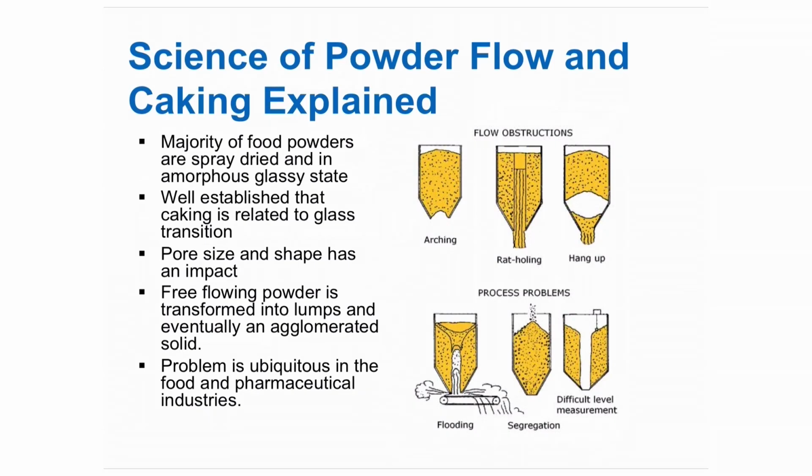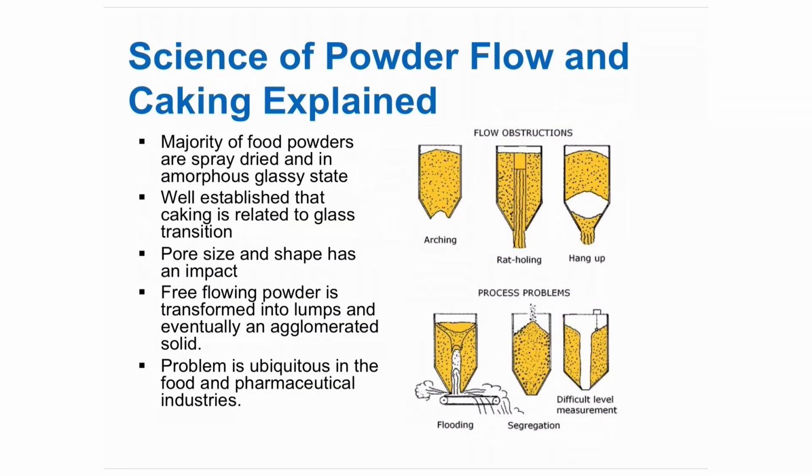And certainly pore size and shape has an impact on the susceptibility of any given powder to caking and clumping. If you manufacture a powder in different ways, and as a result you end up with different pore sizes from that process, then there is the opportunity for differences in how those products respond and how they cake and clump. And when this process happens, what you see is a free flowing powder is transformed into an agglomerate that becomes sticky and starts to cake up.